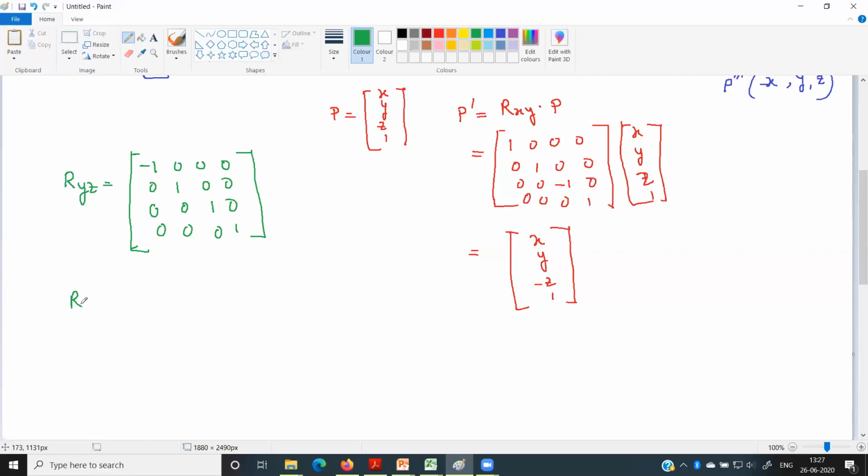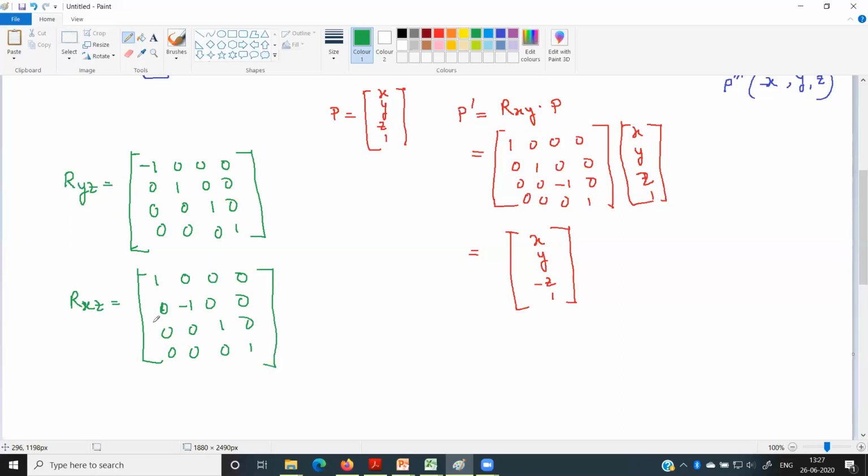And similarly, the reflection matrix along xz plane. Xz plane means the y will be negative. So we can write it 1, 0, 0, 0, 0, minus 1, 0, 0. It will be 0, 0, 1, 0 and 0, 0, 0, 1.